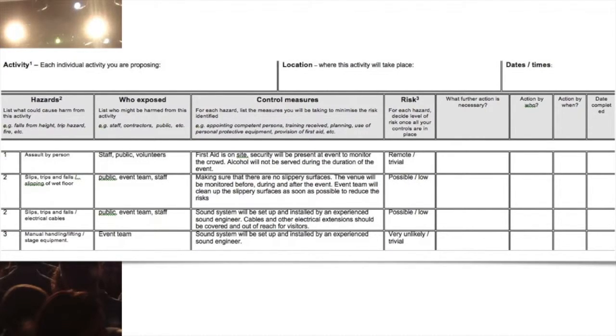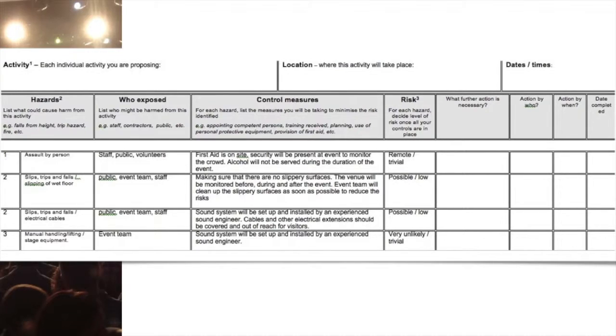And how will it then actually look in your risk assessment? Well, in your risk assessment, you have to remember the 5 steps, and the first one is you need to identify the hazard. So for example, in this case, the hazard is an assault by person. Who might be exposed to it? Well, it might be staff, it might be public, it might also be the volunteers. How can we control this issue? Well, most likely, or there is a good chance that it actually happens.